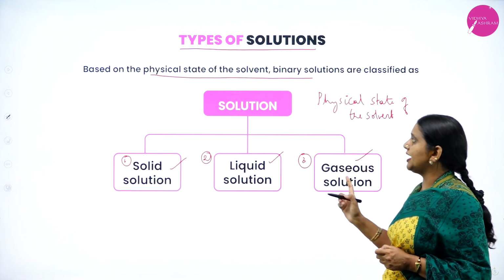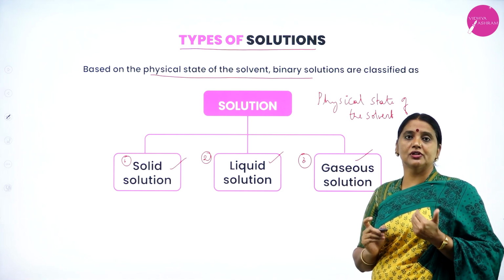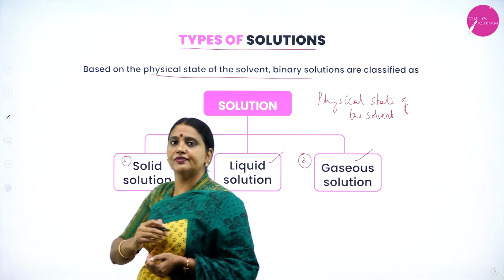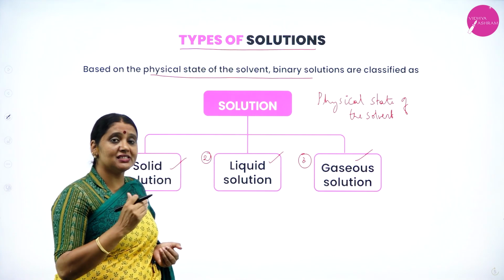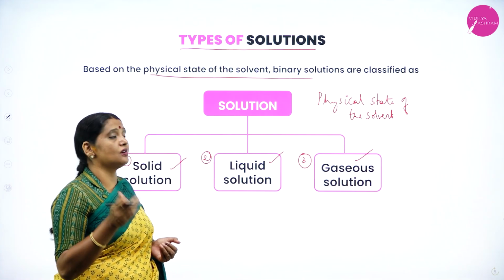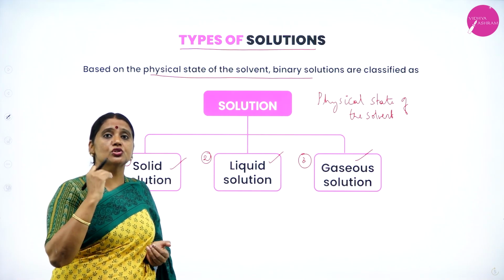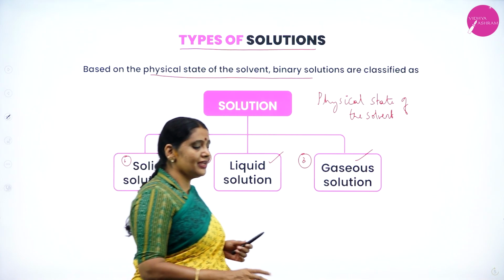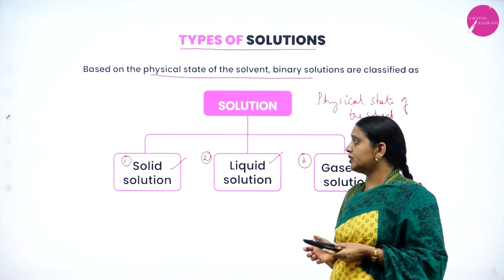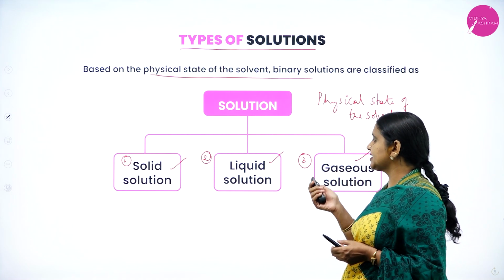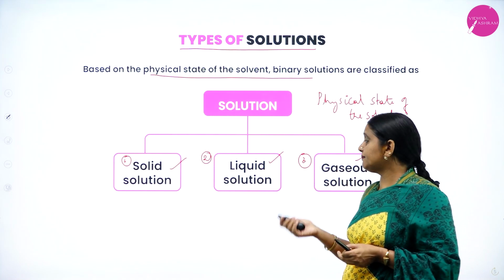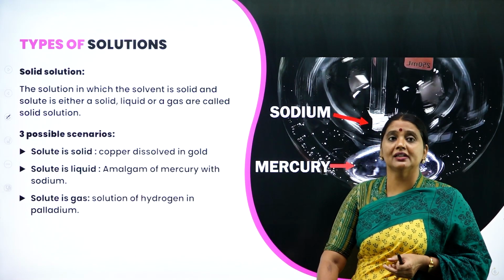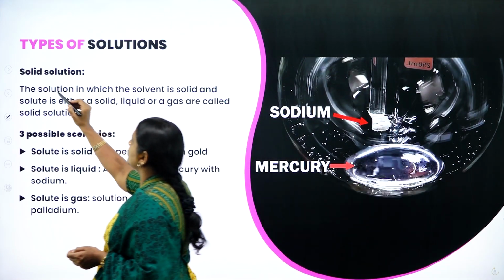Please observe the flow chart. Now I am going to explain types of solution. On which basis are they classified? On the basis of the physical state of the solvent, solutions are classified into three types: solid solution, liquid solution, as well as gaseous solution. Now I am going to discuss one by one. What is a solid solution? For that, an example. What is a liquid solution? For that, an example. What is a gaseous solution? For that, an example.